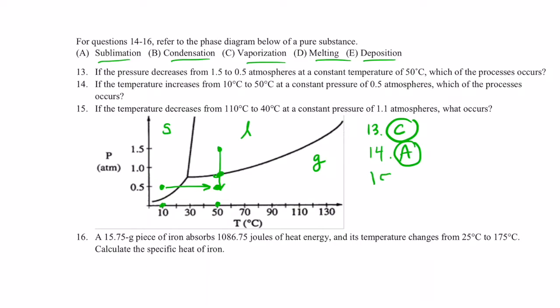Okay, how about number 15? We have the temperature decreasing from 110 to 40 Celsius. So we're going to decrease from 110 down to 40 Celsius at a pressure of 1.1. So 1.1 is going to put me right about there. So I'm going to start right about there, and I'm going to go down to 40 degrees Celsius at that same pressure. We're going to end up right about there, aren't we?